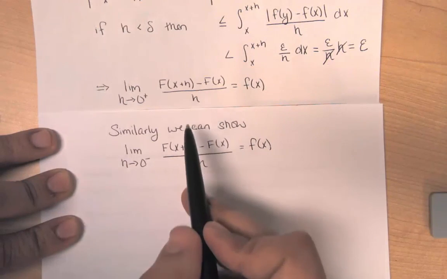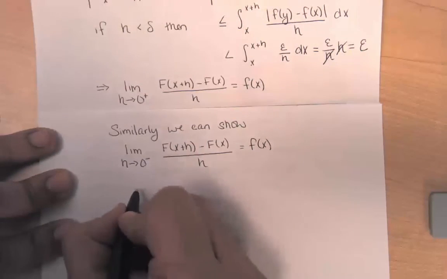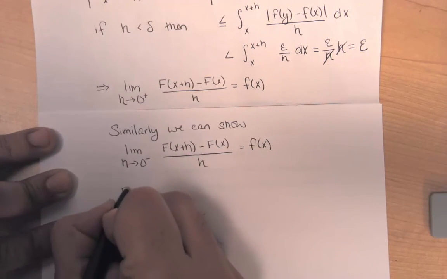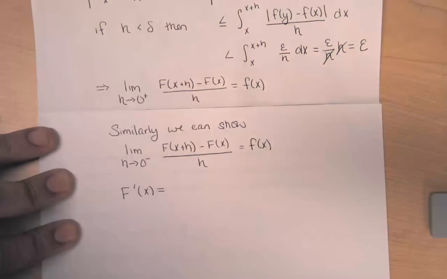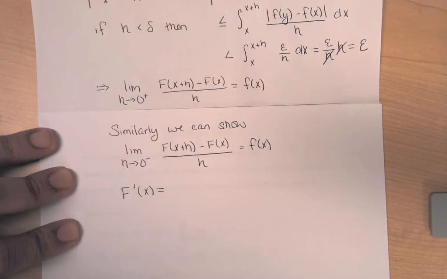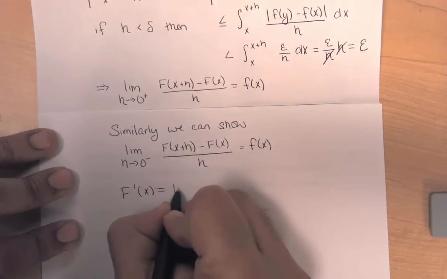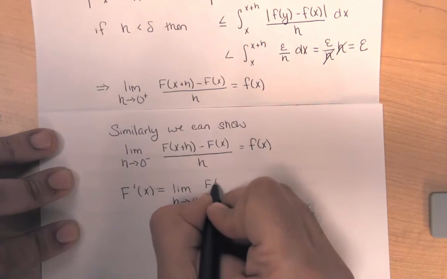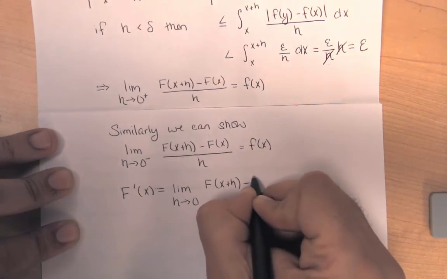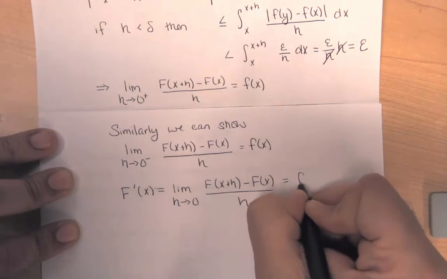And because the limit from the right and the limit from the left agree, the limit in general exists, which means F prime of x equals, right, by definition of the derivative, rise over run of a secant line, and that's f of x.